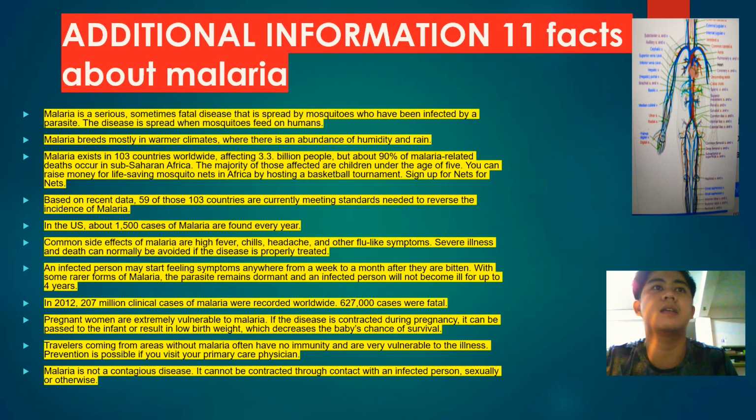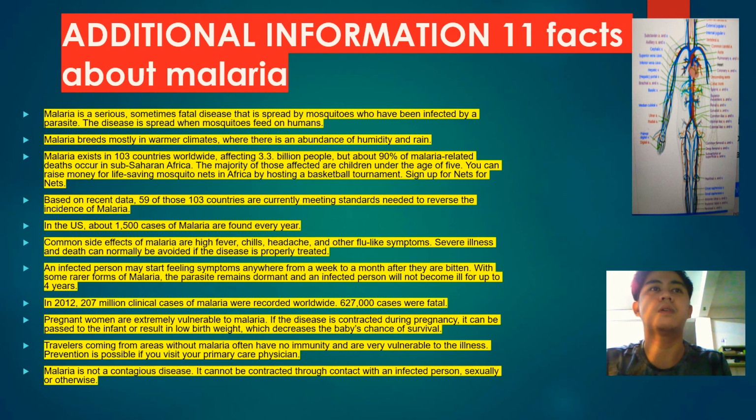Severe illness and death can normally be avoided if the disease is properly treated. Next, an infected person may start feeling symptoms anywhere from a week to a month after they are bitten. With some rare forms of malaria, the parasite remains dormant and an affected person will not become ill for up to 4 years.